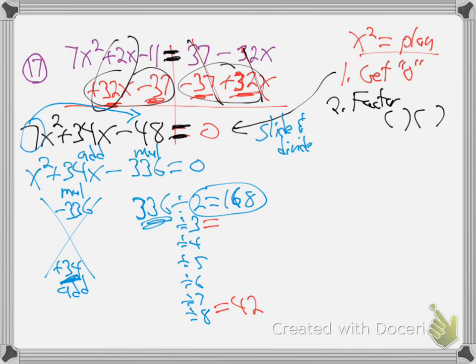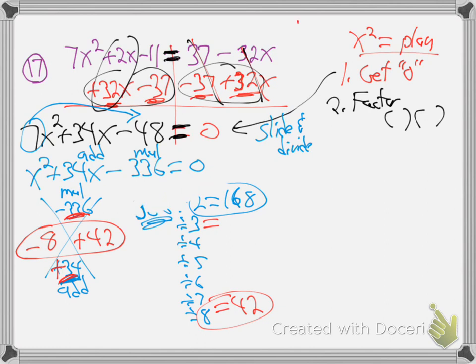Hey, I think that's it. 8 and 42. Yeah, the sign goes on the bigger one, right? 42 minus 8, that's it. Wow, we got lucky. So minus 8 times 42 multiplies to be minus 336, and they add to be 34. Okay? So just use your calculator. Let's come on down.